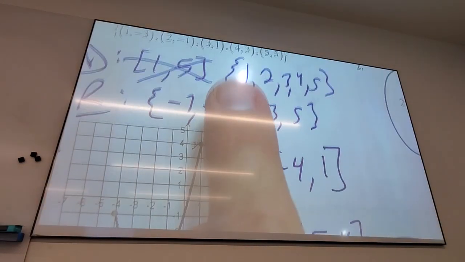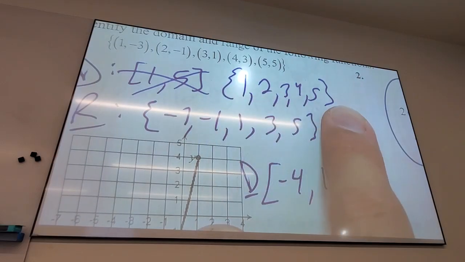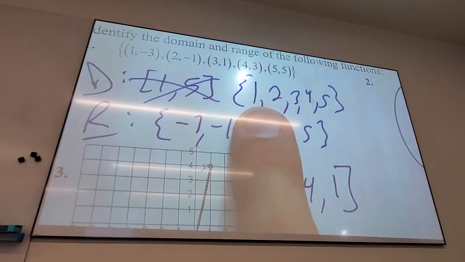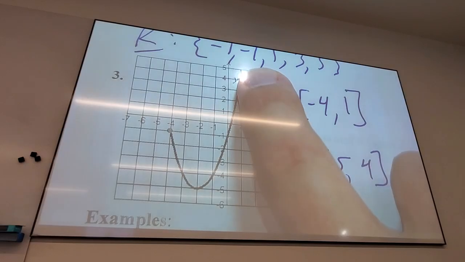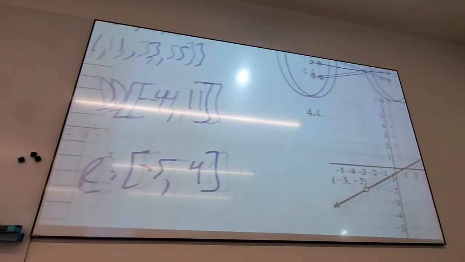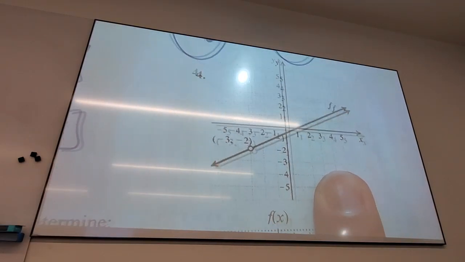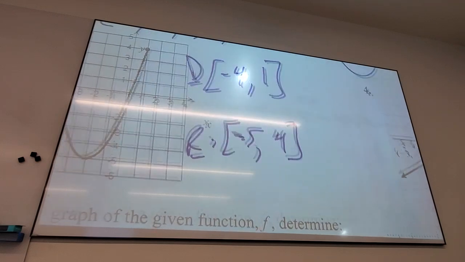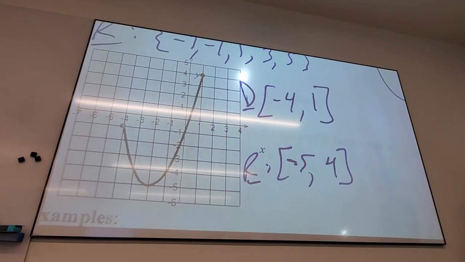So when you have distinct things, set notation, right? When you have a continuous line, interval notation. So what about this one? What's the domain? Oh, sorry. I was just wondering, is the closed circle also why we use brackets for range?